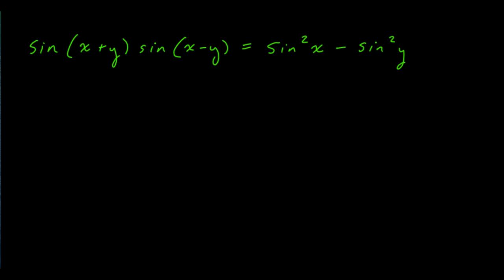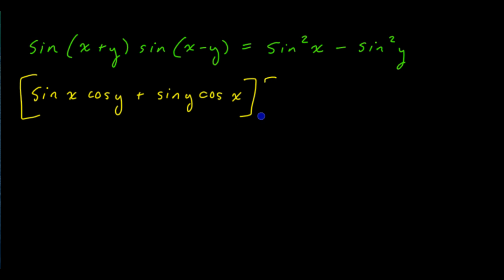If we take the first part, sine of x plus y, we can rewrite that as sine x cos y plus sine y cos x. I don't remember exactly what that trig identity was. I think the cos and sine might be flipped, but it's still the same thing. All right, so that's the first part.